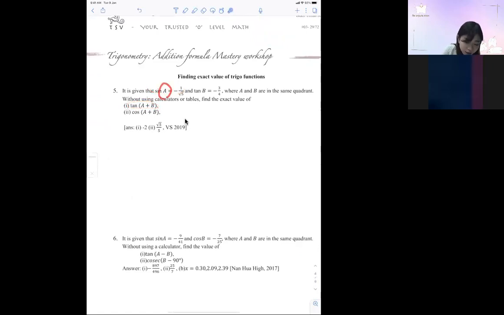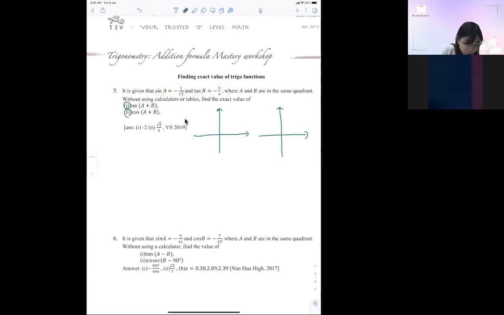If A and B are in the same quadrant, which quadrant are they both in? Sine negative, sine negative tangent is third and fourth. Fourth, right? Very good. So both are in the fourth quadrant. Then you draw your triangle in the fourth quadrant.